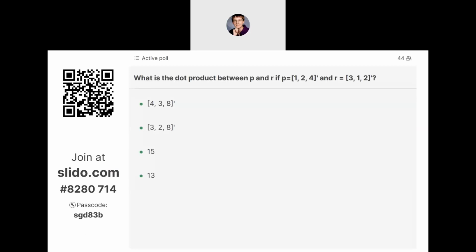One way that you can instantly eliminate two choices is that your dot product, you think of it like a magnitude projection. So your dot product is going to be a number, not a vector. By that, you can automatically eliminate these first two choices. And then for the rest, you take P horizontally, take R vertically, fold it over, do a multiplication and summation to get 13.